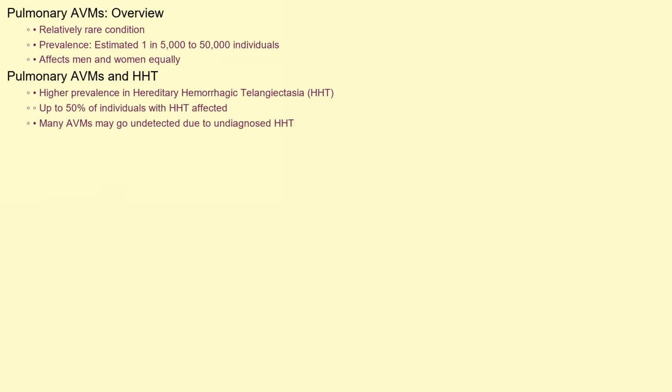Pulmonary AVMs are relatively rare. The exact prevalence is difficult to determine, but studies suggest they affect roughly 1 in 5,000 to 50,000 individuals. However, the prevalence is much higher in people with HHT, where it can affect up to 50% of individuals. Because HHT is often undiagnosed, many pulmonary AVMs may go undetected. It's important to note that this condition affects both men and women equally.